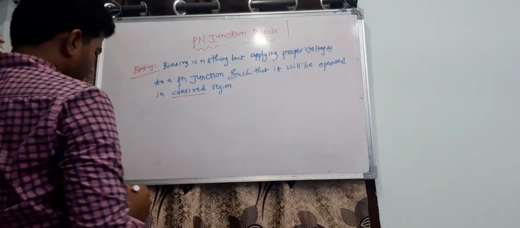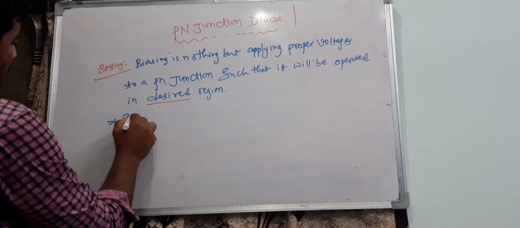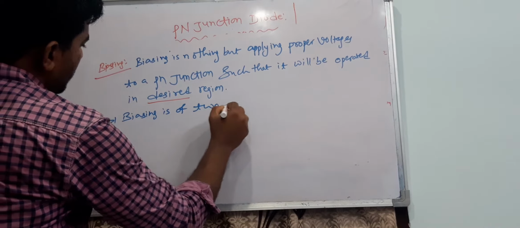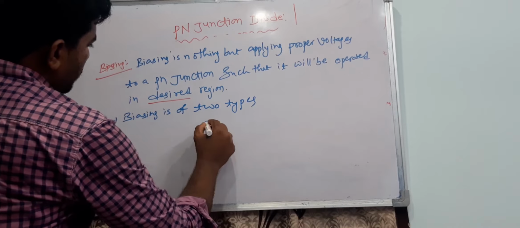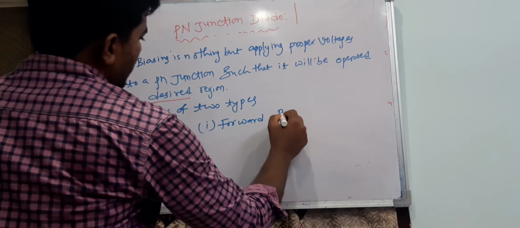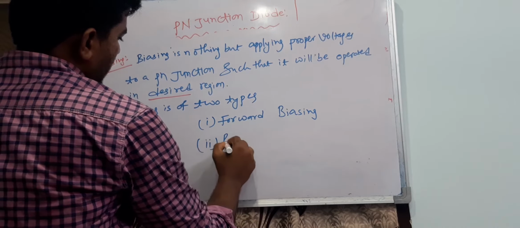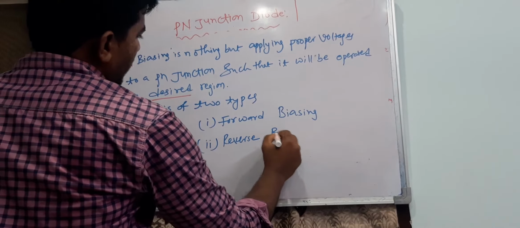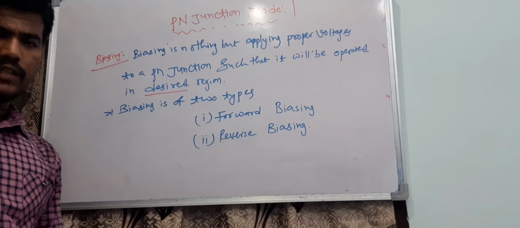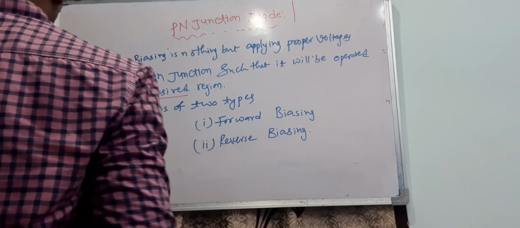So based on the biasing, it is of two types. Biasing is of two types: one is forward biasing, and the second one is reverse biasing. So now we will see what is meant by forward biasing and what is meant by reverse biasing.